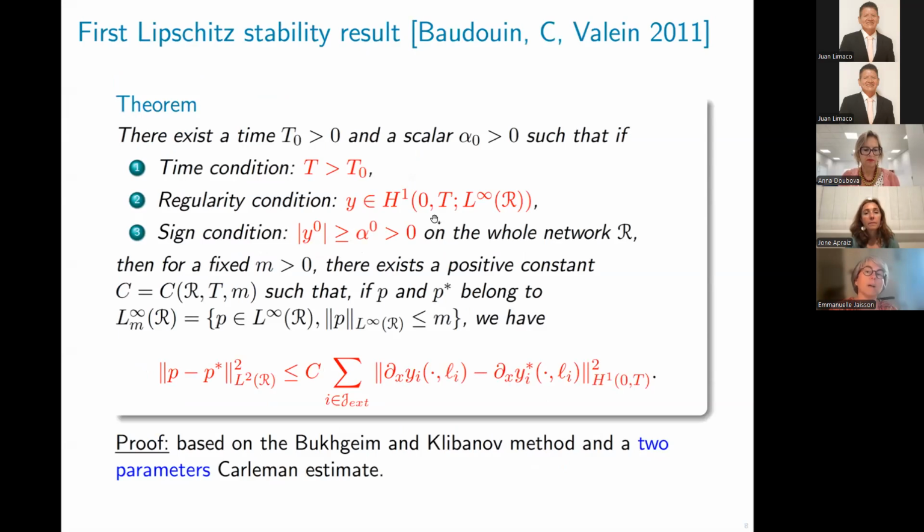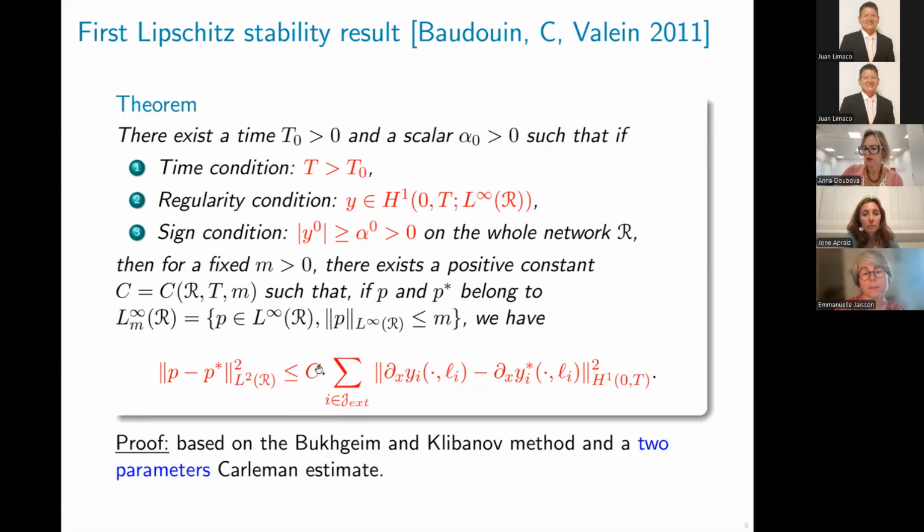So with Lucie Baudouin and Julie Valein in 2011, we first studied the problem of uniqueness and stability result, not the algorithm, the first two questions for the inverse problem. And we proved this Lipschitz stability result. If you measure the flux of your solution during a time sufficiently large, so larger than time t0, if you have some regularity condition on your solution, and if your initial condition never vanishes, then you have this Lipschitz result. So you have uniqueness and stability for the recovering of your potential.